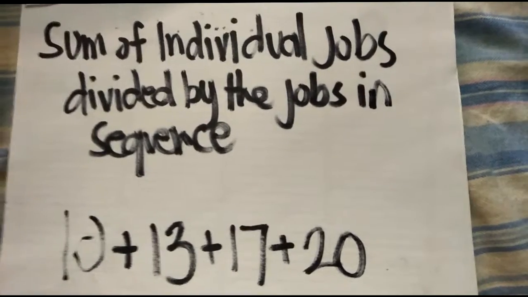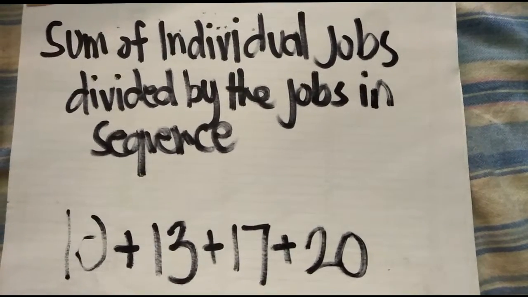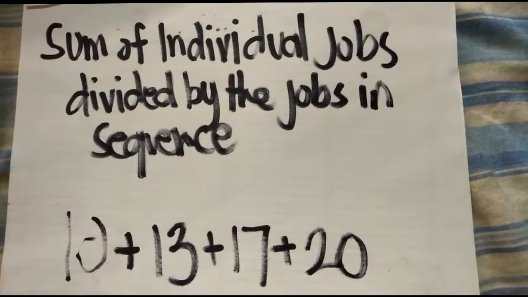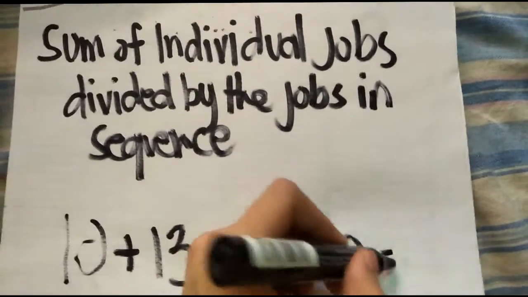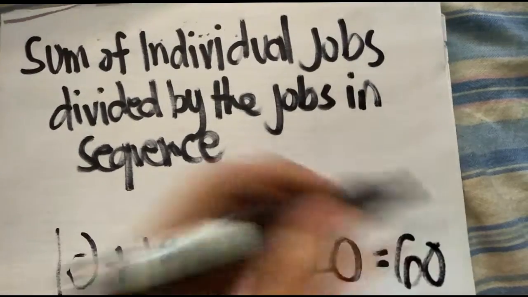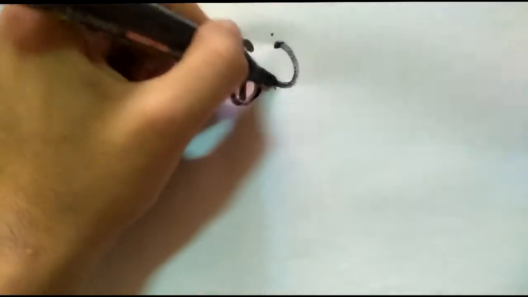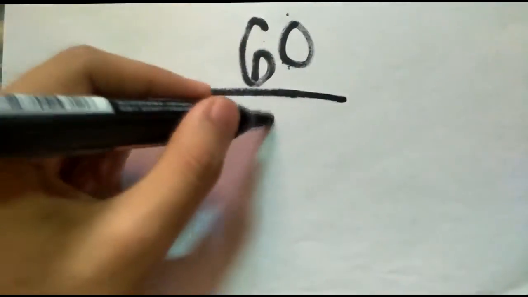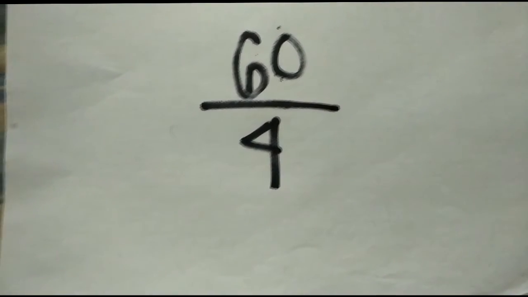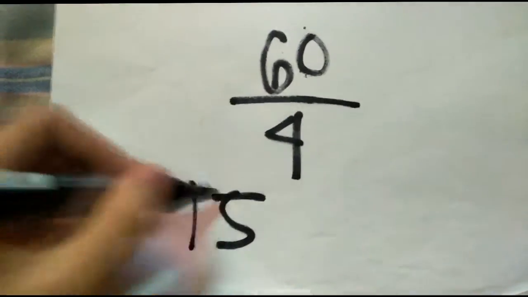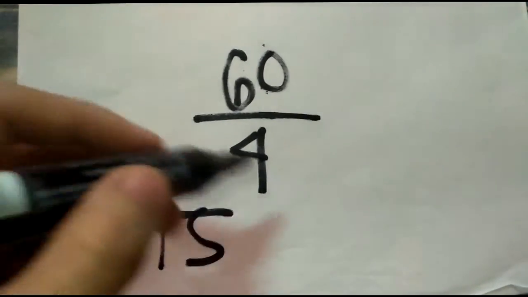The answer is tama ka, 60. Galing mo naman talaga sa math, equals 60. Yan. Dahil apat nga yung job na hati, i-divide natin yung 60 sa 4. The answer is tama ka na naman, 15 or 15 days. This will be the job flow time.